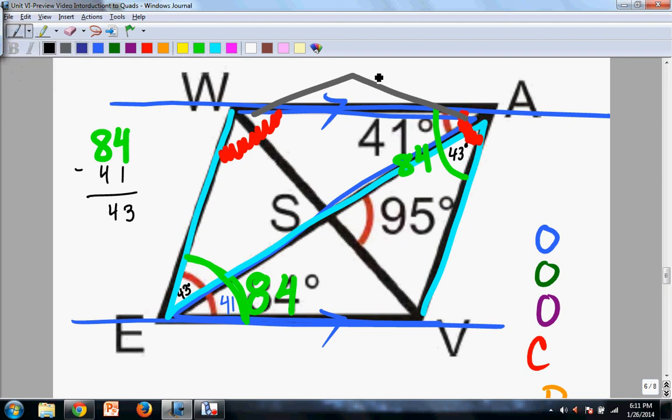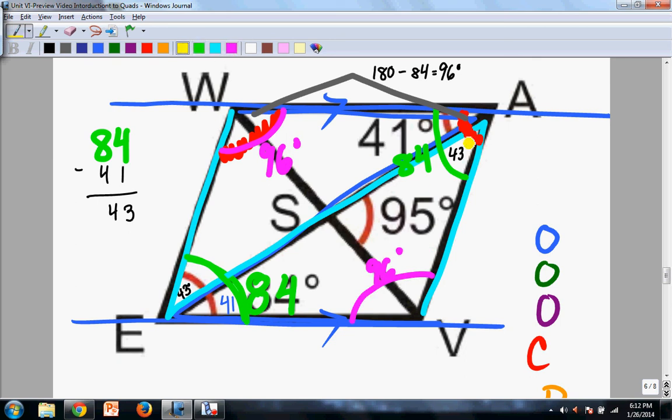So we can do this to find the other angle. We're going to go 180 minus 84. Of course, we get 96 degrees. So this angle right here, this pink angle, is going to be 96 degrees. And since opposite angles are equal, this whole thing is also 96 degrees.